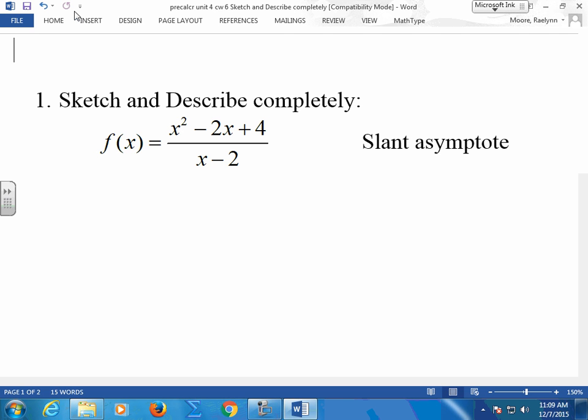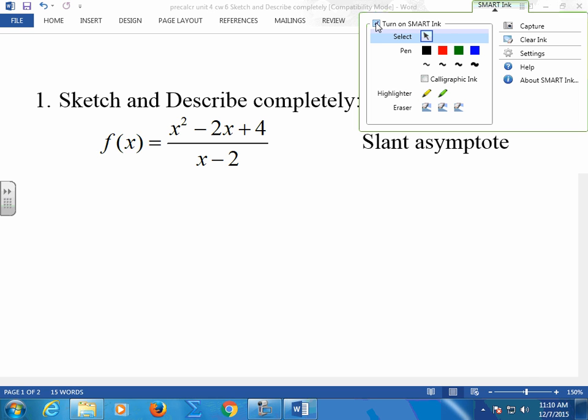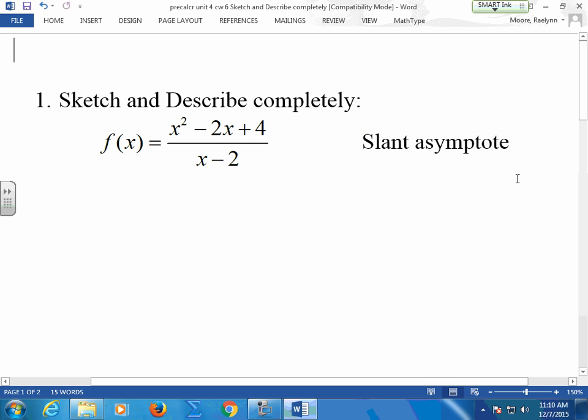Okay, so now, let's start with this. Do we have a domain restriction problem? Yes. What number can we not, what value can we not use? 2.